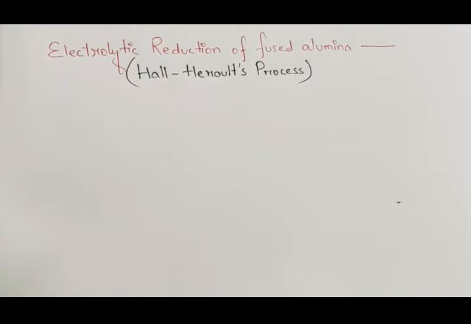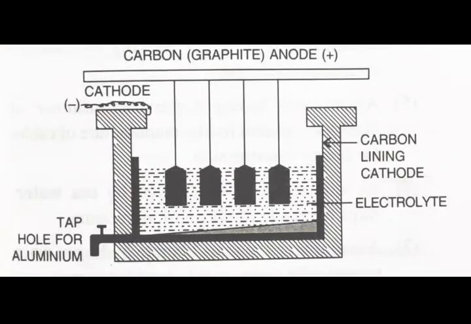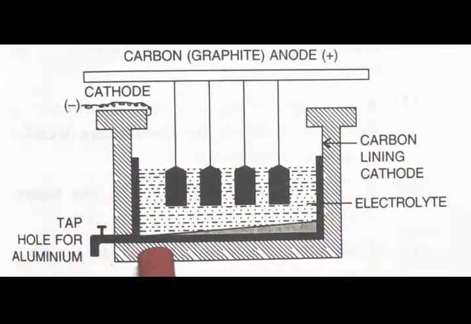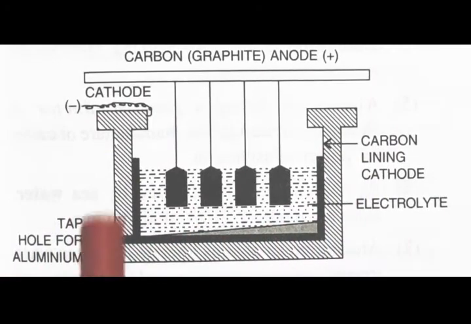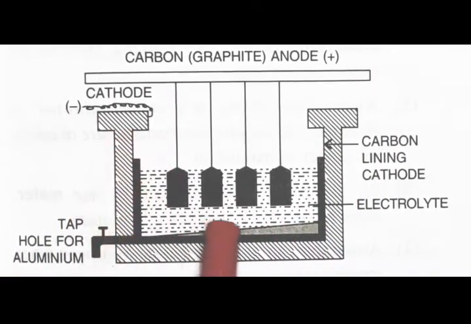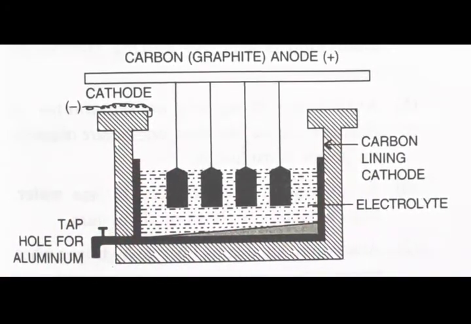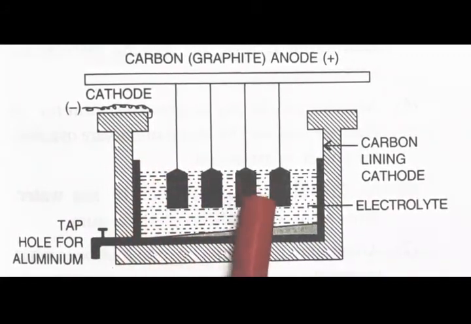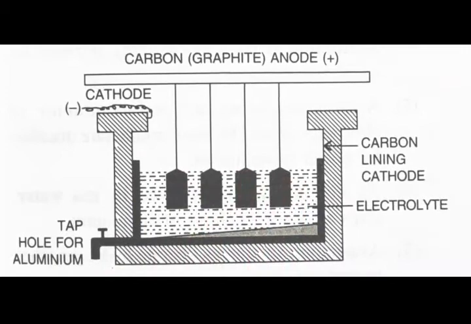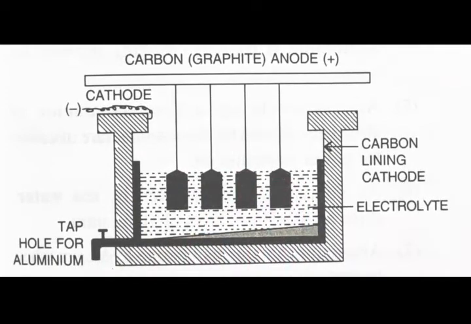Now I will show you how the process is done using the diagram. Okay, look at this setup. Here this is the iron tank which has a sloping bottom. Okay, and here there is the inner carbon lining which acts as the cathode, and here you can see the suspended anodes, which are thick rods of graphite.